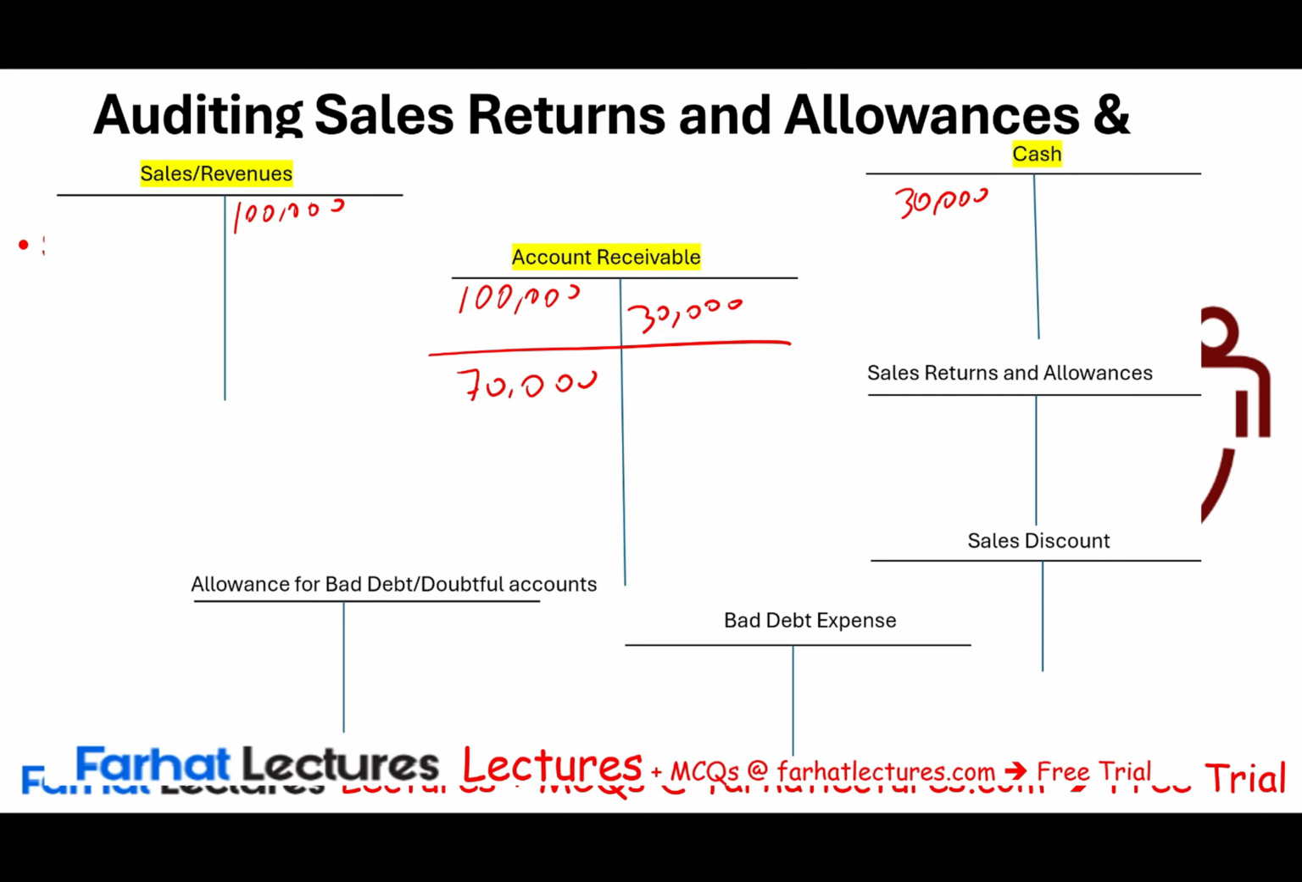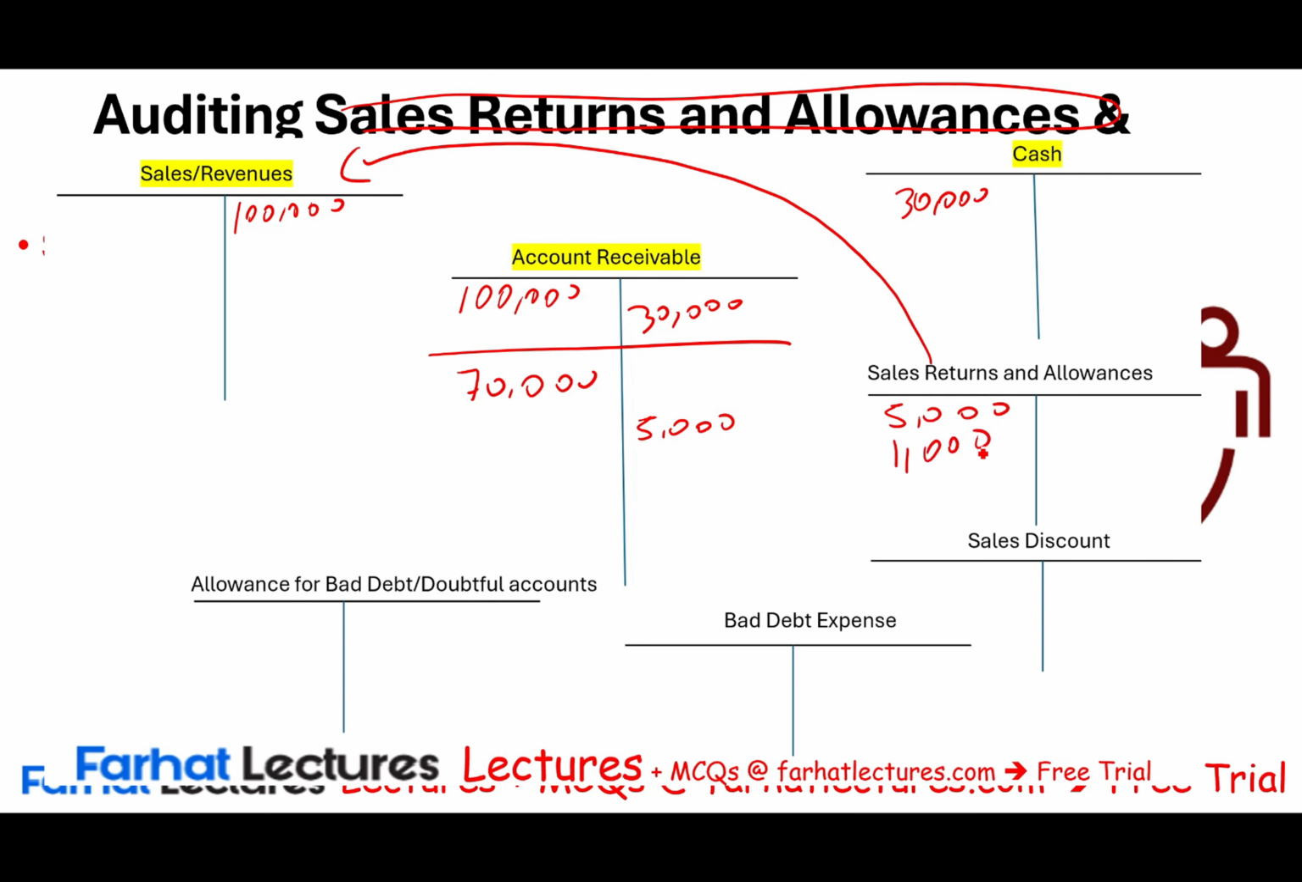If they do return the merchandise, and this is what we'll be discussing here, sales returns and allowances, we will credit their account receivable $5,000. We debit sales return $5,000. Now remember, sales return is a contra revenue. It reduces your revenue. That's why it gets a debit. And let's assume the customer calls and complains the shipment arrived late. We'll give them an allowance for $1,000. We debit sales returns and allowances, and we credit account receivable.